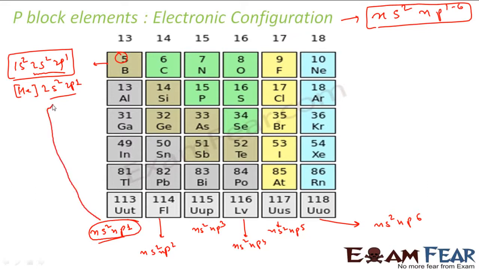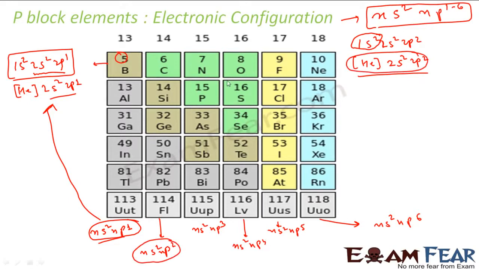So if you put n is equal to 2, this is my pattern. Similarly for carbon, it will be helium 2s2 2p2. Actually for carbon the atomic number is 6, so it is 1s2 2s2 2p2. For simplification, 1s2 is nothing but helium, so I'll write this as this. So if you see, this is similar to ns2 np2, where n is equal to 2.